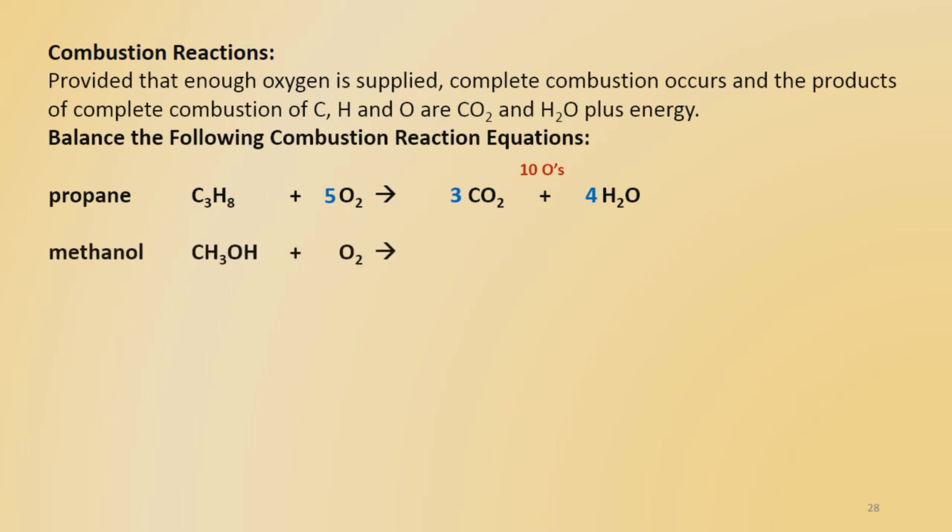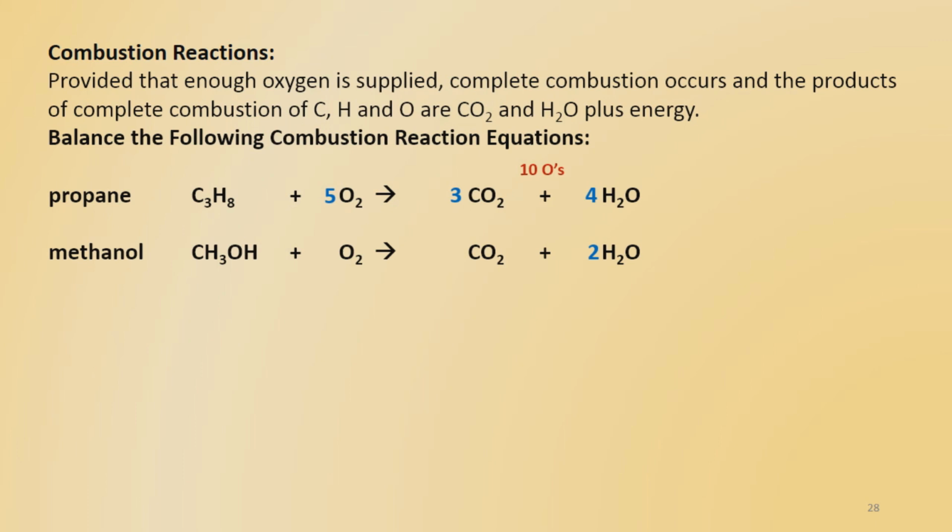How about methanol? CH3OH, burned in air, combines with oxygen to produce carbon dioxide and water. Now the carbon is already balanced, so let's move to the hydrogen. On the left side I have 4 hydrogens. On the right side I have 2, so I put a coefficient of 2 in front of H2O and the hydrogens are balanced at 4 apiece.